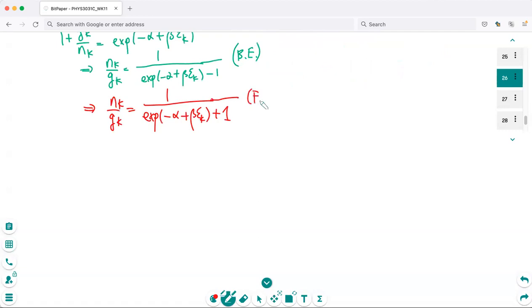So this is the Fermi-Dirac. Okay, and beta takes the usual meaning, that is 1 over kB T. But alpha is a bit harder to interpret, now I will tell you what alpha is. Alpha is mu divided by kB T, where mu is the chemical potential. So mu is the chemical potential.